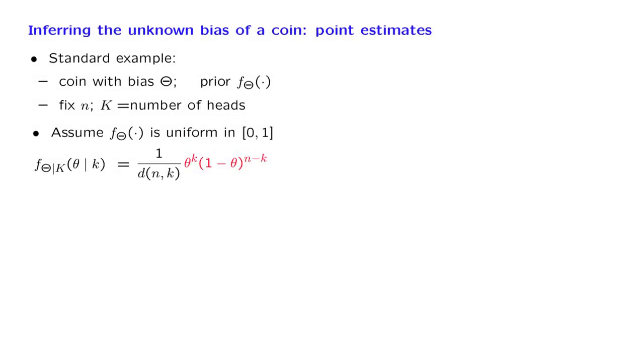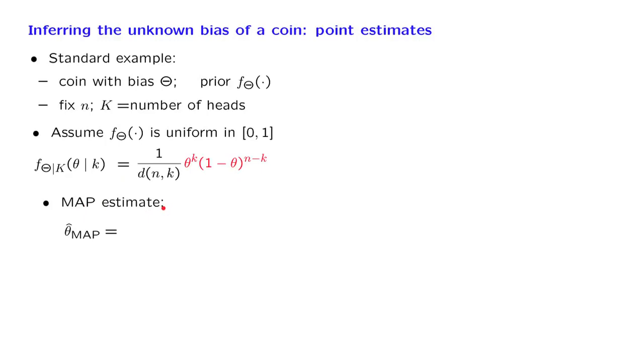We will now continue with the problem of inferring the unknown bias of a certain coin for which we have a certain prior distribution and of which we observe the number of heads in n independent coin tosses. We have already seen that if we assume a uniform prior, the posterior takes this particular form, which comes from the family of beta distributions. What we want to do now is to actually derive point estimates. That is, instead of just providing the posterior, we would like to select a specific estimate for the unknown bias. Let us look at the maximum a posteriori probability estimate.